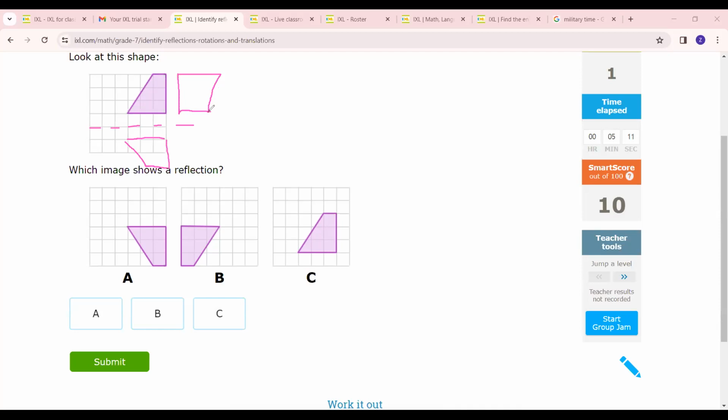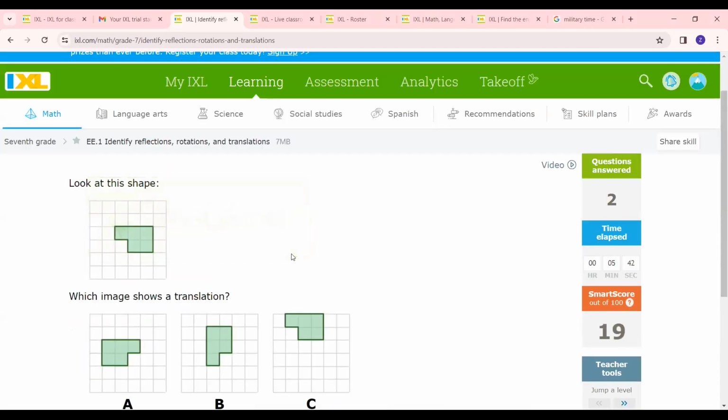Someone give it another try. Do you think it is A, B, or C for reflection? A. Let's go to Olivia. She says A. I believe it's A too, because if you bring that down and then you do this line and then you bring that down right there. Yeah, it's A. A is the reflection.